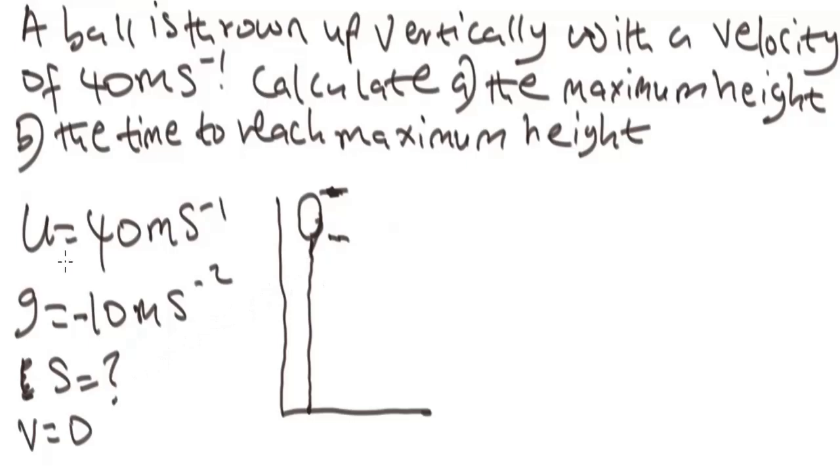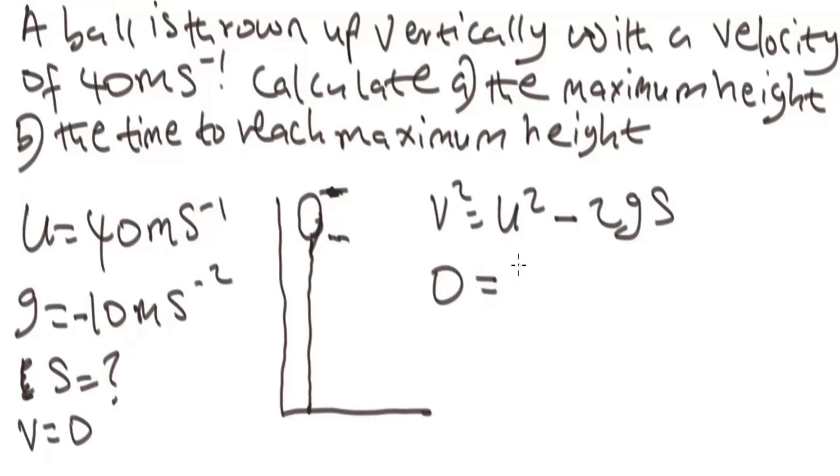To get this distance, the maximum height, we use v squared equals u squared. It's not plus, it's going to be minus because we're going against gravity: minus 2gx. Our final velocity is 0. Initial velocity is 40 squared minus 2 times 10 times x.